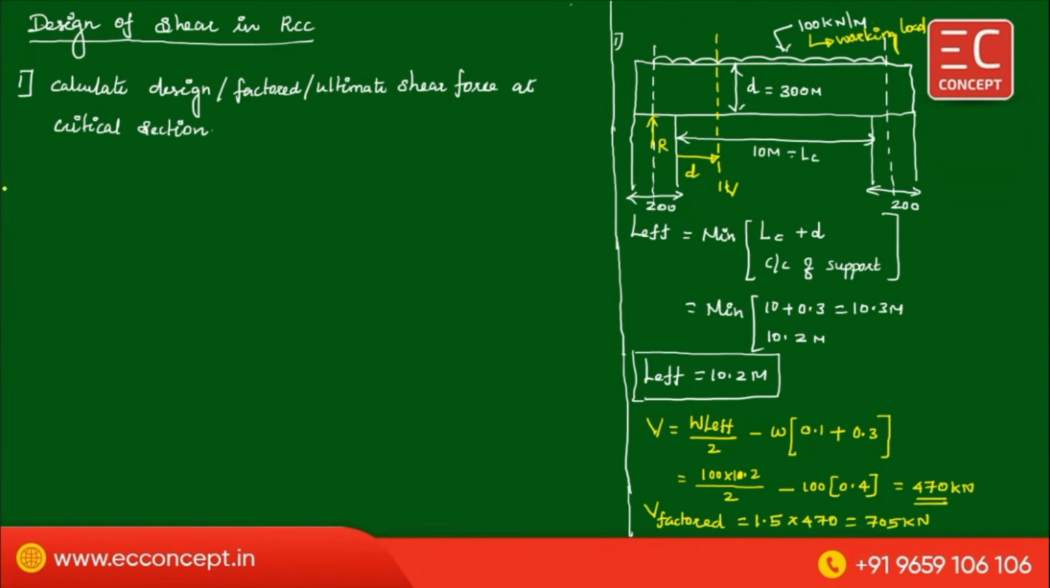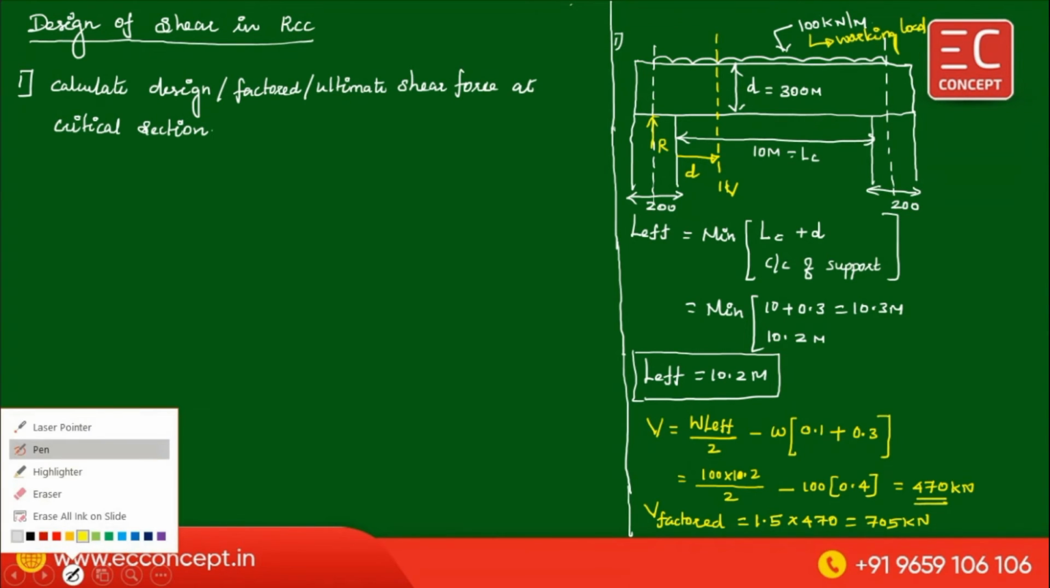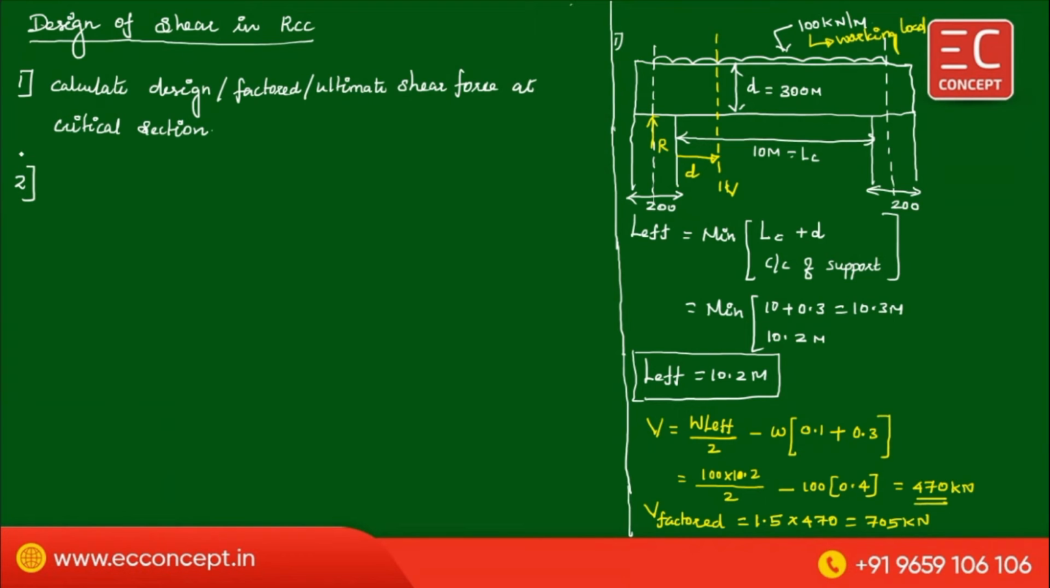And step number two, calculate nominal shear stress. Nominal shear stress, that is tau V. Now what is tau V? We know tau V is equal to V divided by B into D. V divided by B into D.